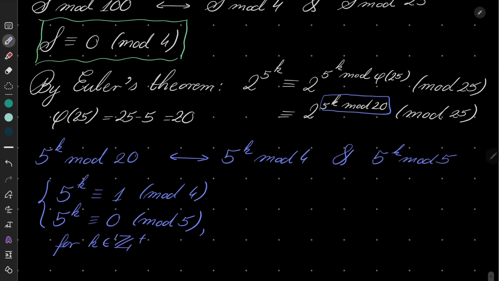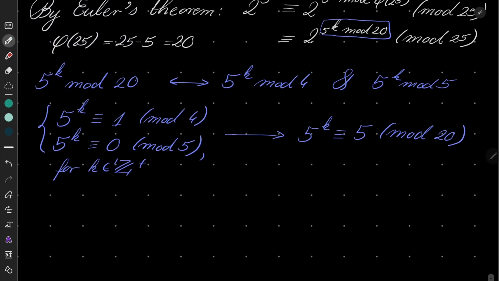Okay, but now by the Chinese remainder theorem, we know that there is exactly one number between 0 and 20 which is both congruent to 1 modulo 4 and congruent to 0 modulo 5. It's pretty easy to check that this number is 5 itself. Okay, very nice.